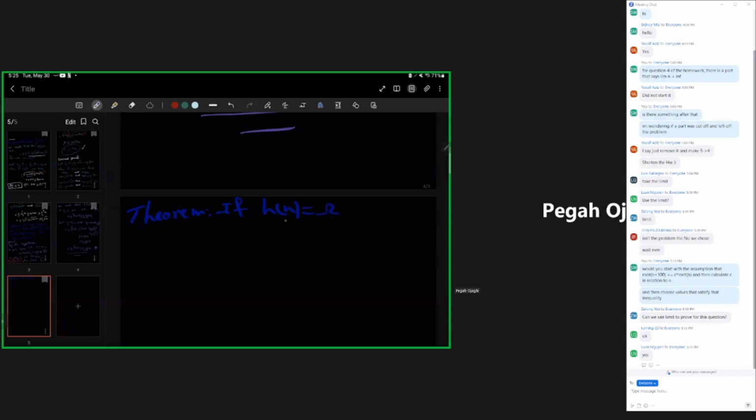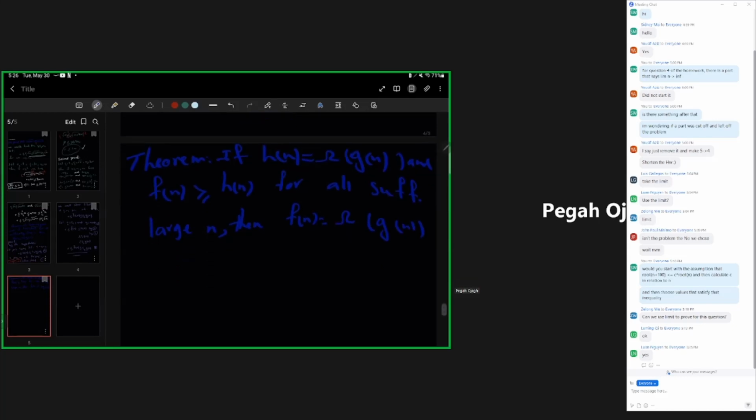So I know that h of n is big omega of g of n. And what else? I know that f of n is greater than or equal to h of n for all significantly large n. Then f of n is going to be big omega of g of n. This is the other one. You can prove this one. Just solve it as an exercise. I have two parts. This is going to be for the next quiz, actually. So one of them, you need to prove.